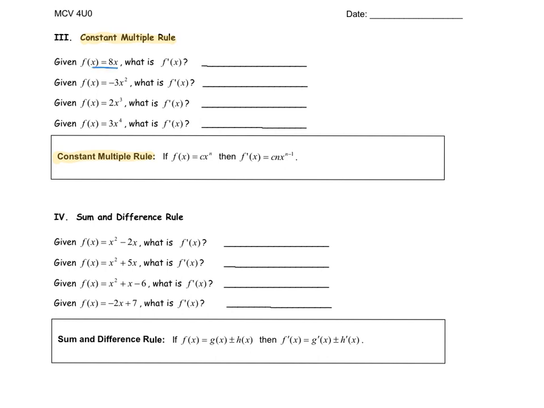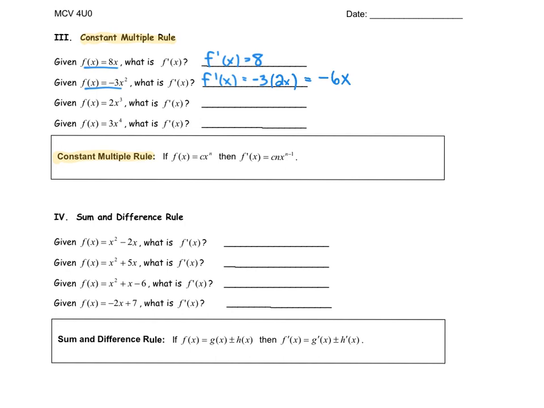All right, function is 8x. Derivative, keep the 8 there. The derivative of x is 1, and so the final derivative is really just 8. Okay. Function is negative 3x squared. And so the derivative, I'll do this one in 2 steps just so that you can see it. Keep the negative 3 there. And the derivative of x squared is 2x. And so this derivative is negative 6x. Again, I never show that in between step, but I'm just doing it to make sure you can see it.